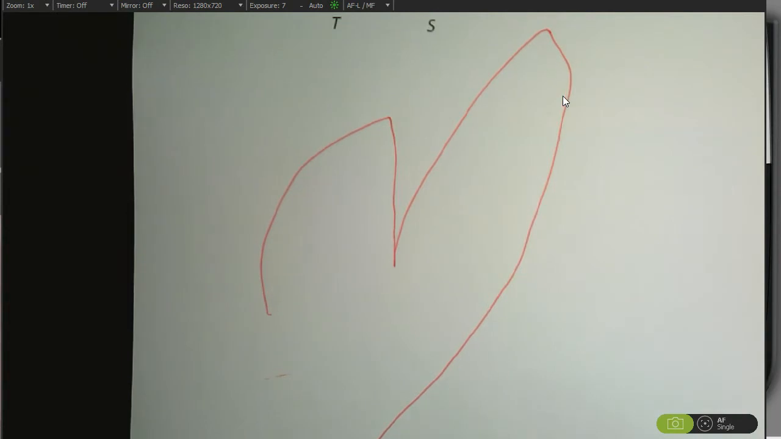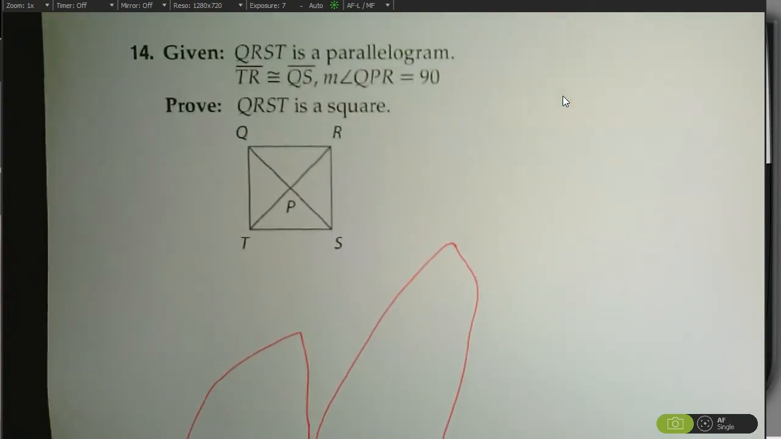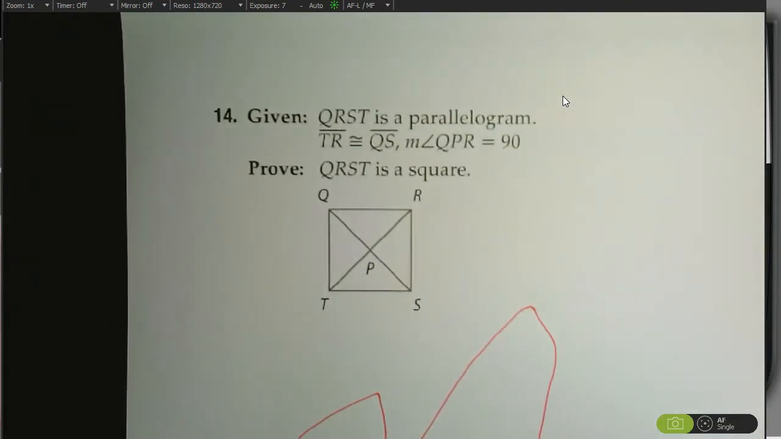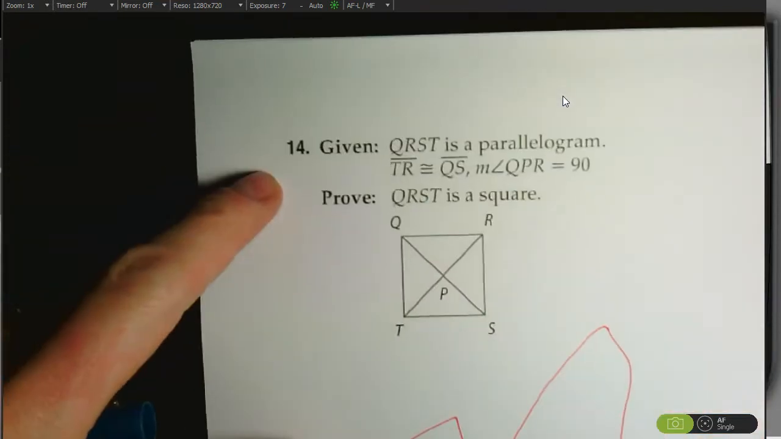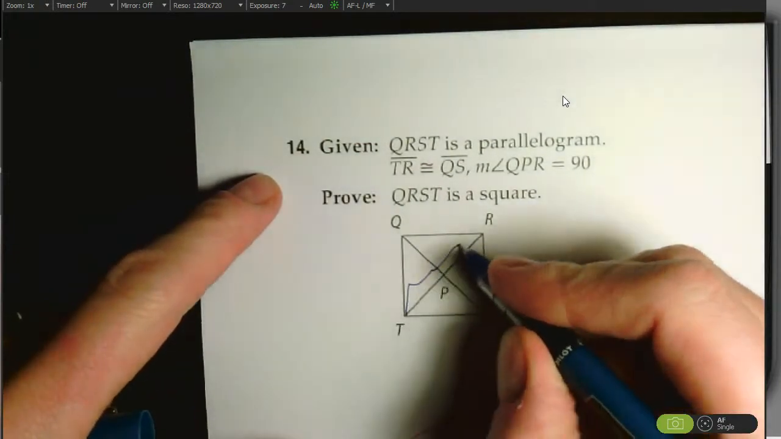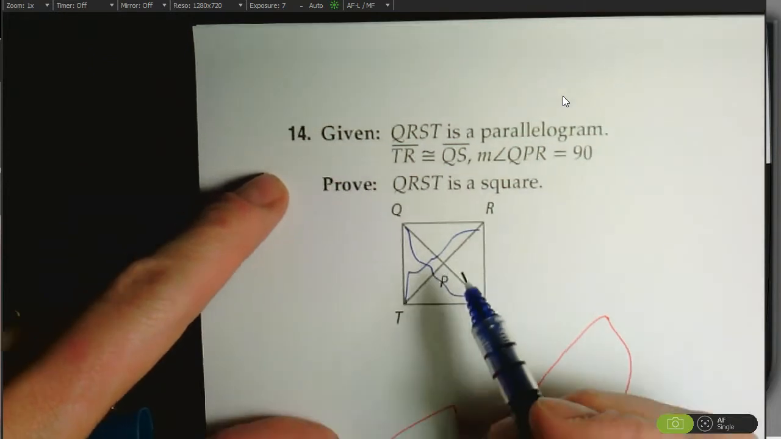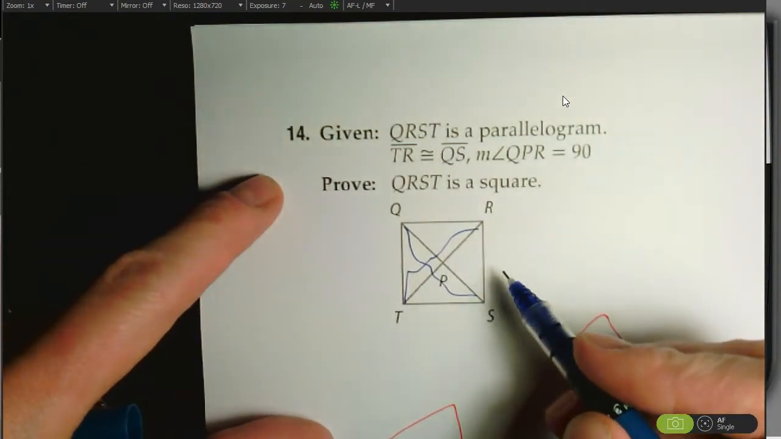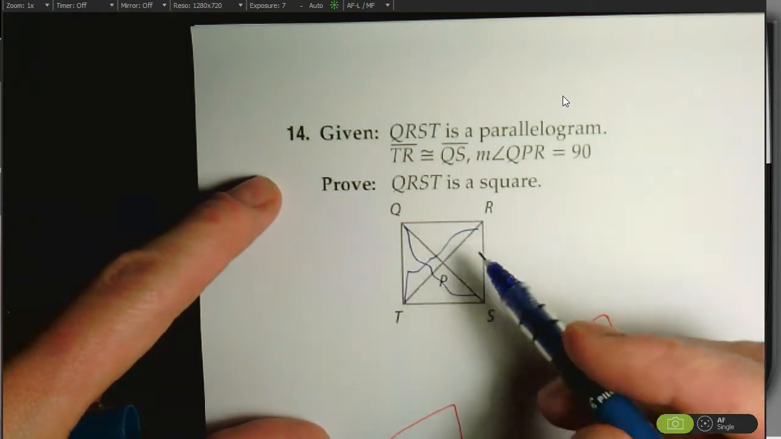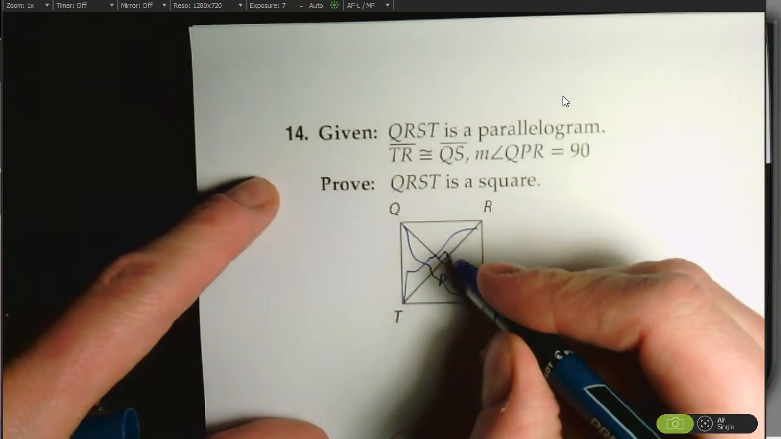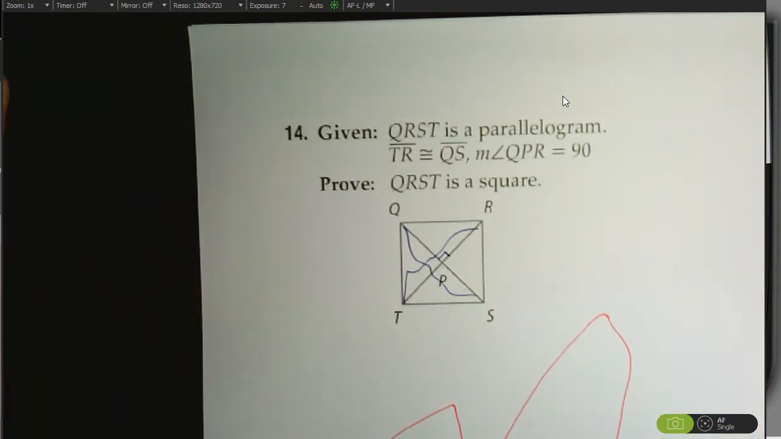So anyway, for 14, we're going to prove that given QRST is a parallelogram. We know that. And we know that TR is congruent to QS. So here's TR. Here's QS. Okay. We know those guys are congruent. And we know that angle QPR is 90 degrees. QPR, this is Q, this is P, this is R. This angle is 90 degrees. We want to prove that this is a square.